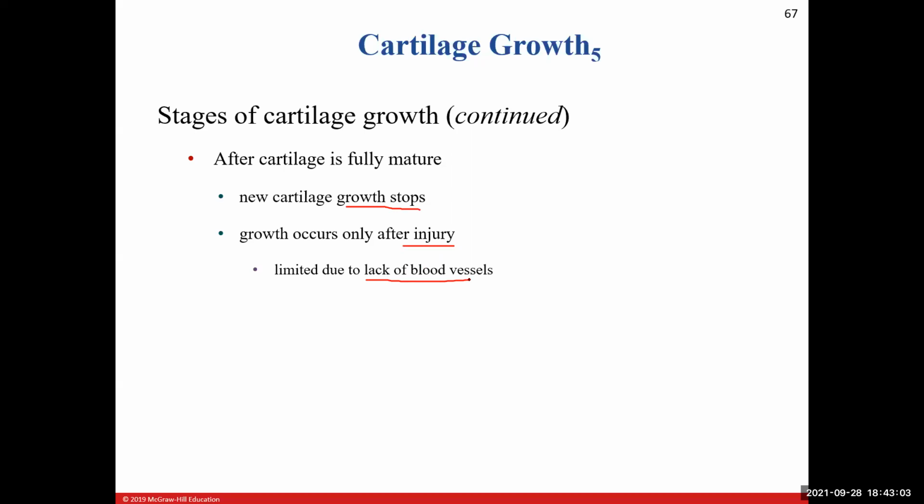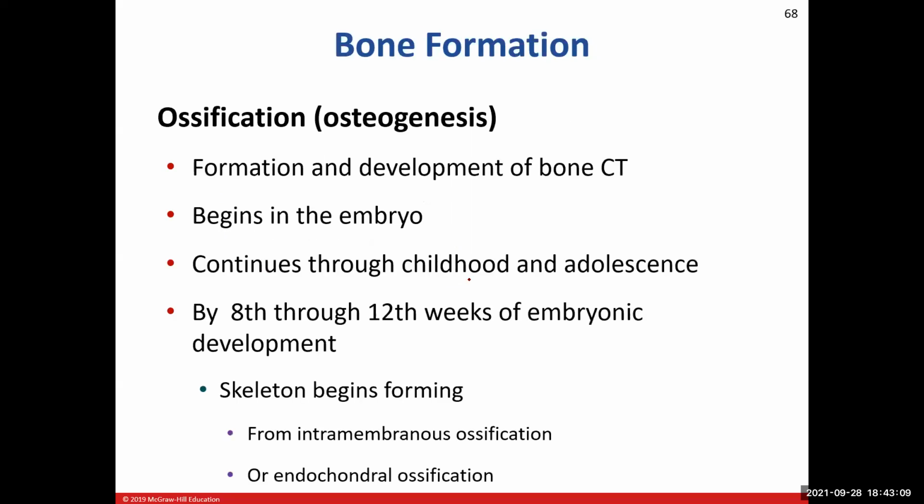Because we're going to talk about immature cartilage here, you need to keep in mind that that immature cartilage has blood vessels. It's vascularized. Only when it becomes mature is it avascular. All right, so now let's talk about bone formation, because I just told you how we got our cartilage model.